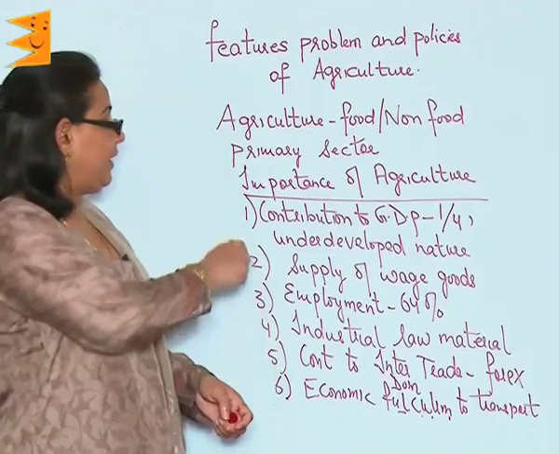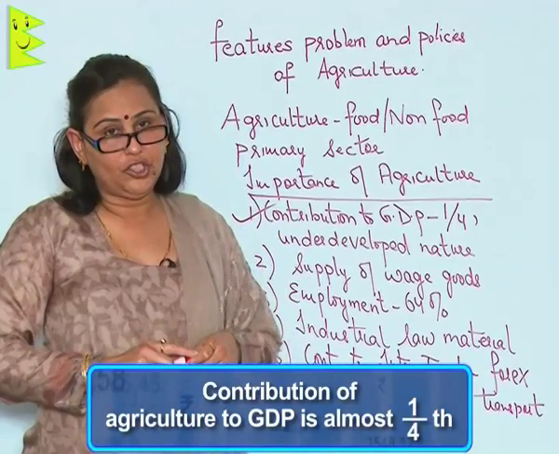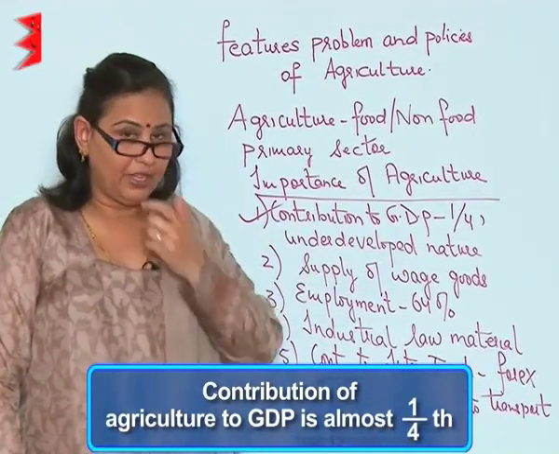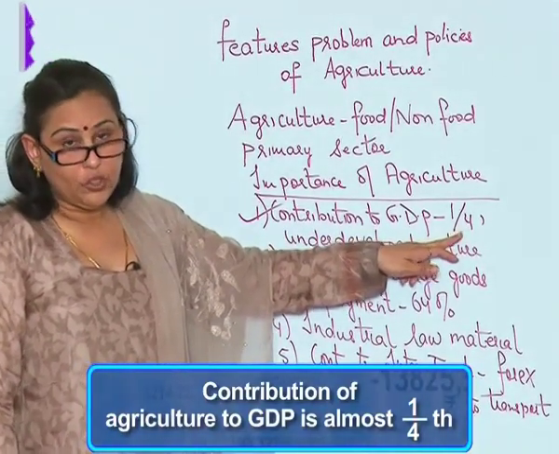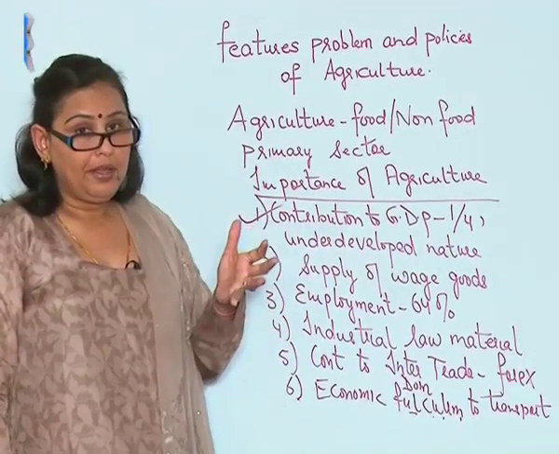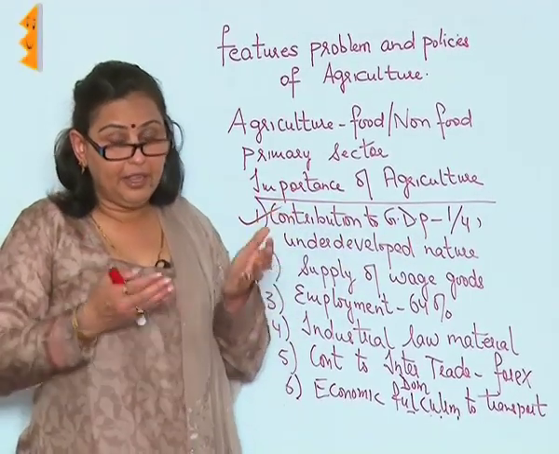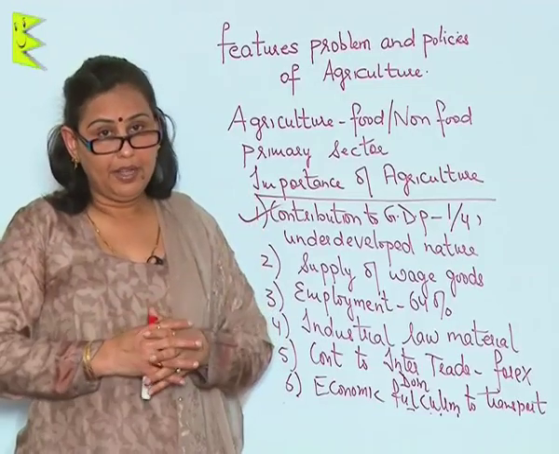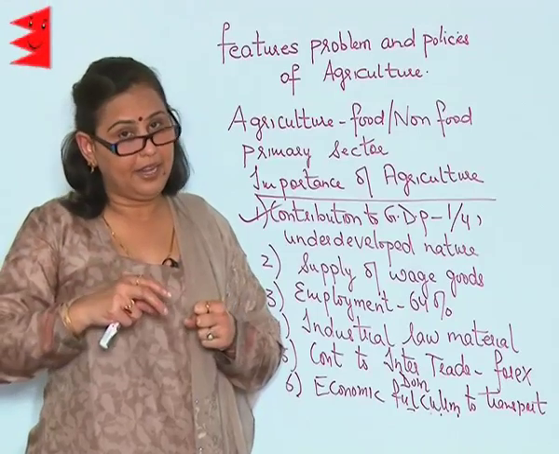The first feature is that the contribution of agriculture to the GDP, that is the gross domestic product of the country, is almost 1/4. So, this sector occupies a pivotal role in the GDP. It is from here that all the production moves forward. It is from here that most of the things are taken.